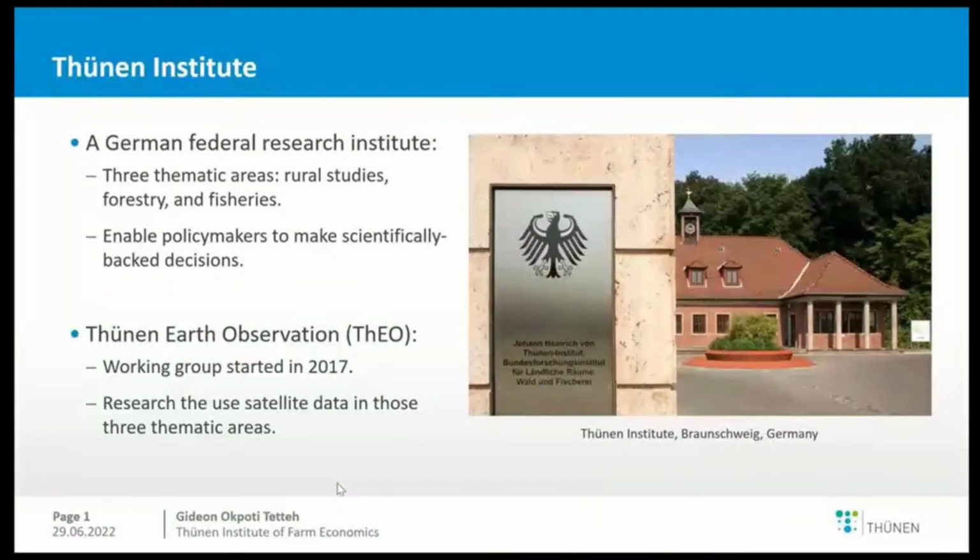A brief history about Thünen Institute. Basically, Thünen is a German federal research institute, and we have three main thematic areas we focus on: rural studies, forestry, and then fisheries. A couple of years ago, the Thünen Earth Observation Working Group was formed, and what we are doing mostly is to explore the use of satellite data in those three thematic areas. Here you have a beautiful picture of the Thünen Institute in Braunschweig.